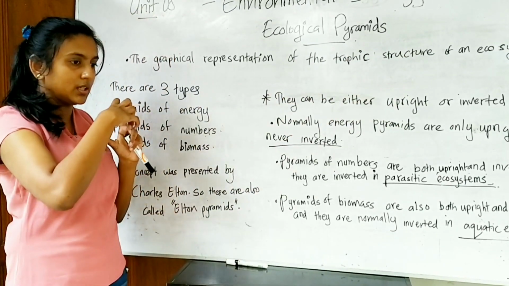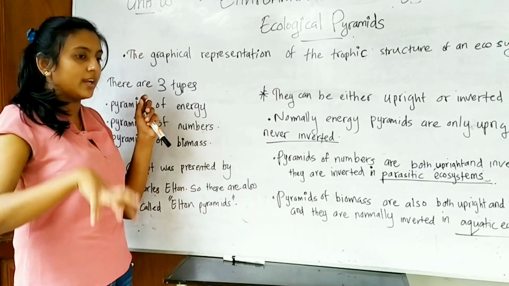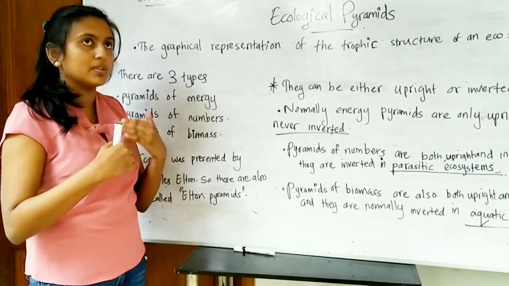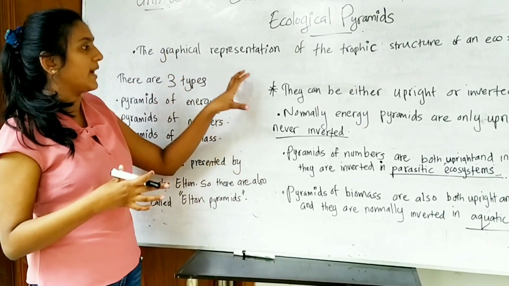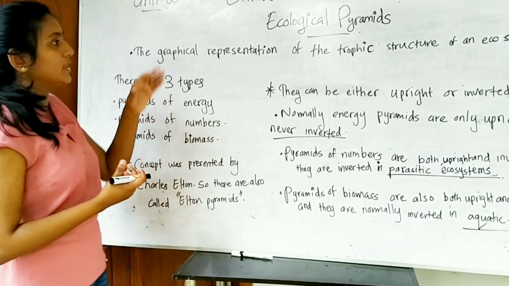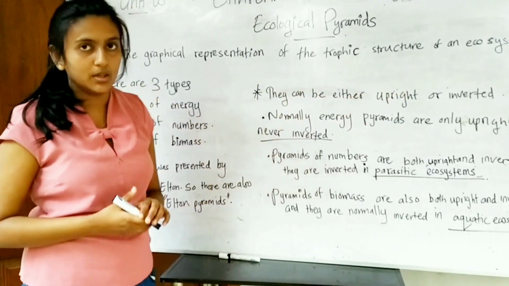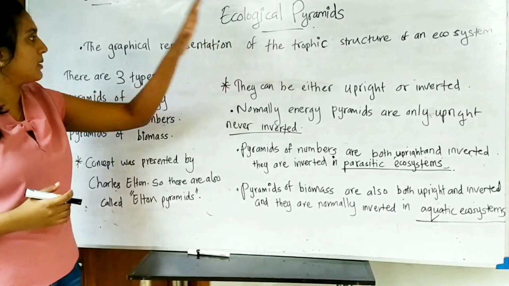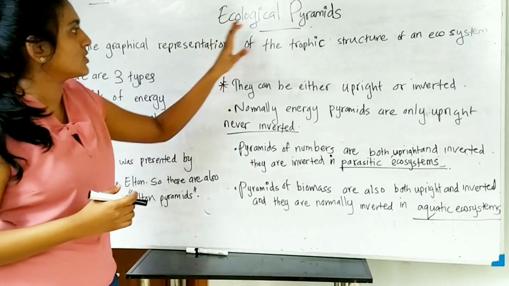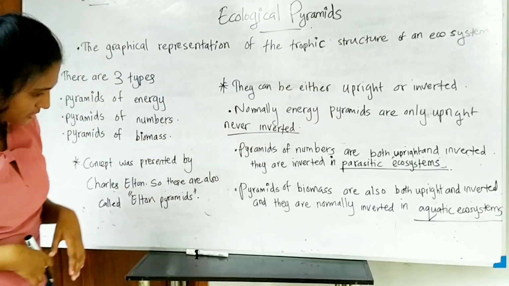If we consider a food chain, not just one food chain but maybe several food chains, in order to represent those food chains we use a diagrammatic representation. So it shows the trophic structure of an ecosystem. Since we use a graphical representation, we can say that ecological pyramids are graphical representations of the trophic structure of an ecosystem.